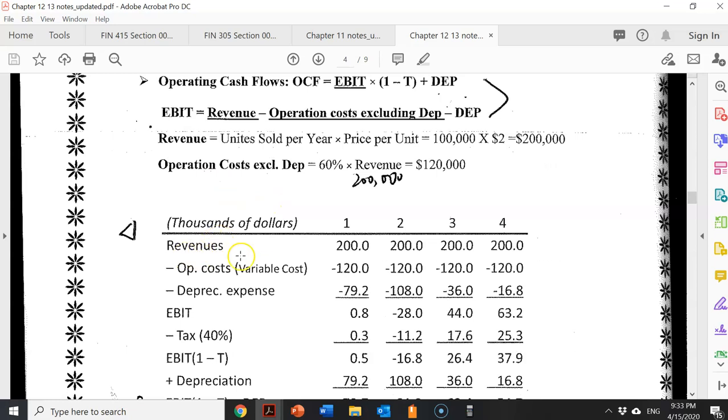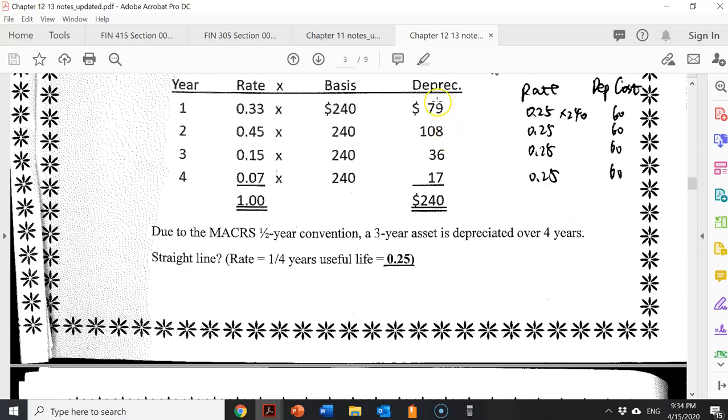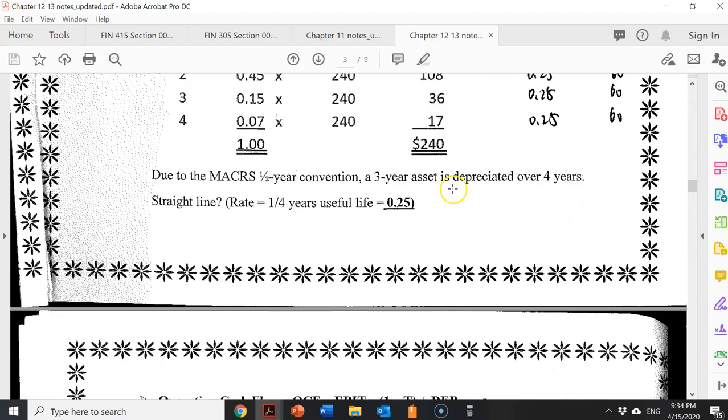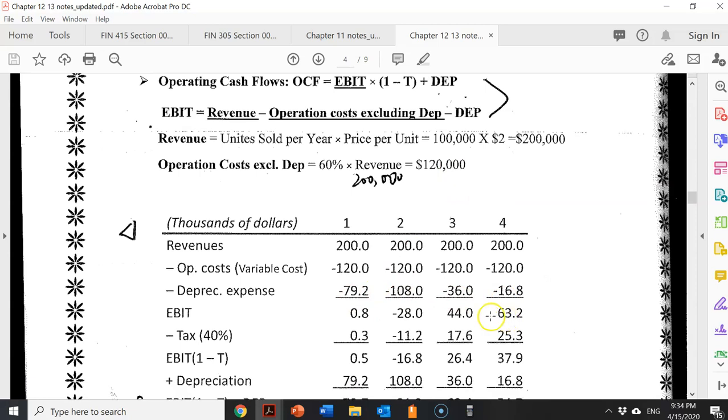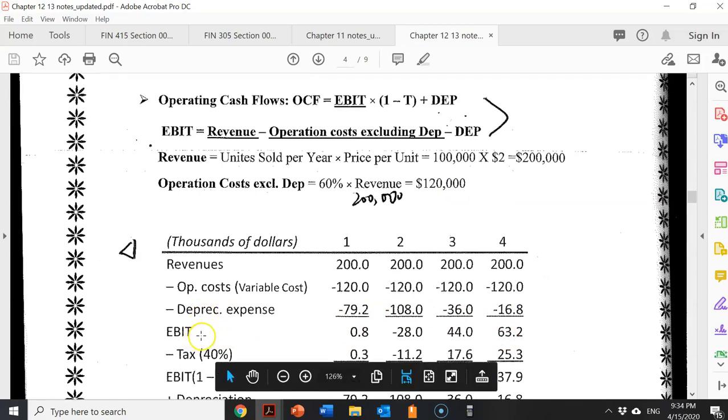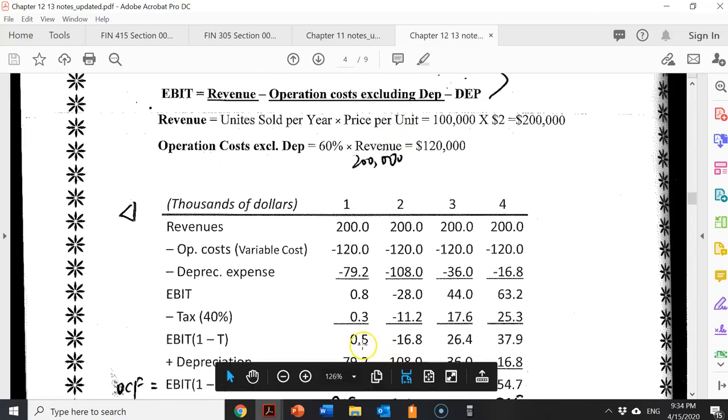So we start from the revenue, which is 200 for the 4 years. We subtract operation costs, or the variable cost, which is 120 for each year. Then we subtract the depreciation we calculated, 79, 108, 36, and 17 for these 4 years. So we have EBIT as 0.8, negative 28, 44, and 63.2 for the 4 years. Then we multiply by 1 minus T, so we have 0.5, negative 16.8, 26.4, and 37.9.